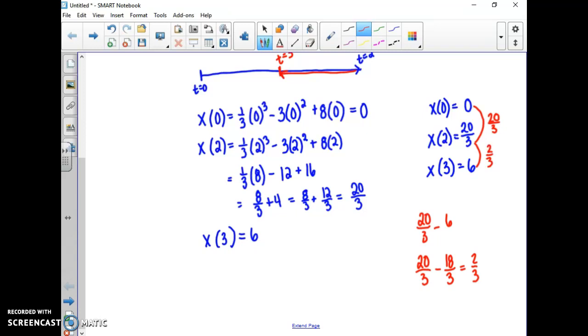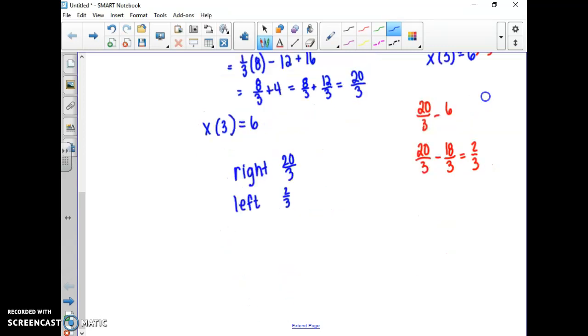So our total distance, the particle moved to the right 20/3, and then it moved to the left 2/3. So our total distance is going to be 22 thirds. So the particle moves 22 thirds during the time from t equals 0 to t equals 3.